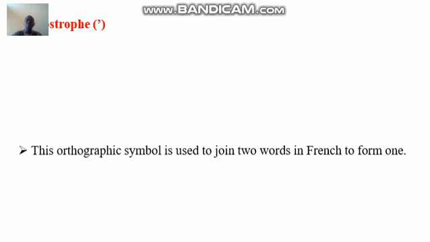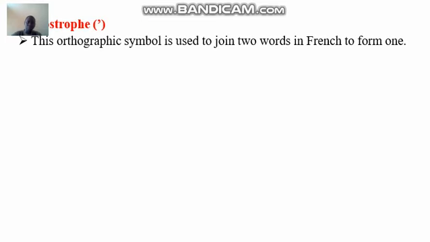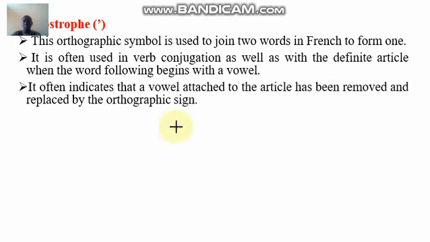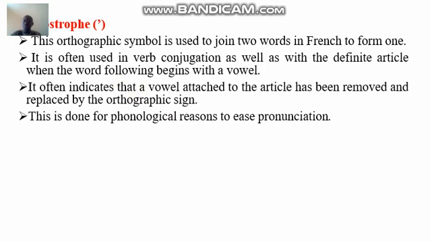Now the next one we're looking at is called the apostrophe. This one might not be too tricky for those of us who are Anglophones. You use it to indicate that a particular vowel is missing, generally. We're going to see the examples very soon. We use it for articles, and for personal pronouns when you're conjugating verbs in French.